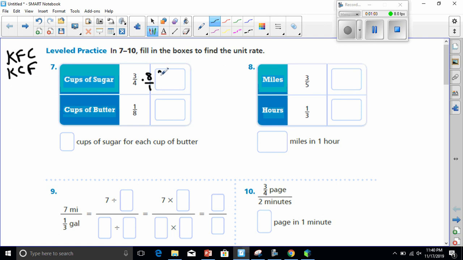That's going to give us 24/4. And 24/4 is 6, because that's 6/1, right? Both of them are divisible by 4. And if it's 6/1, that means for every 6 cups of sugar, there's 1 cup of butter. For every 6 cups of sugar, for every cup of butter.